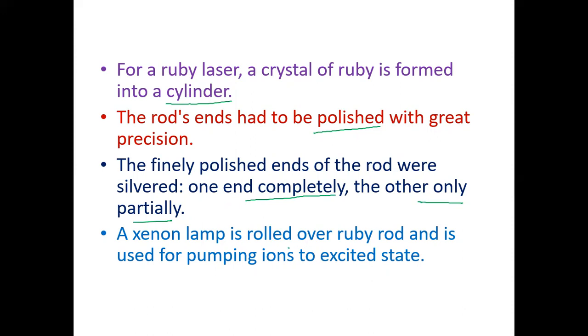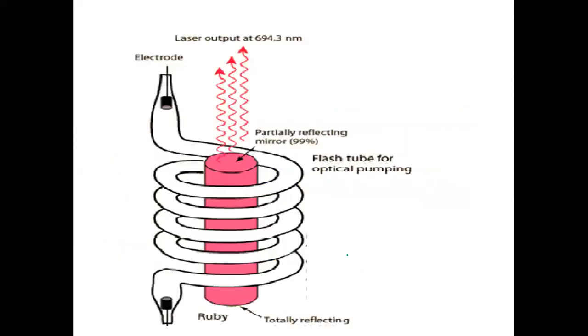A xenon flash lamp is wound over the ruby rod, which is in helical shape, as we already discussed in the diagram. It is also used for pumping ions to the excited state. This is the diagram.